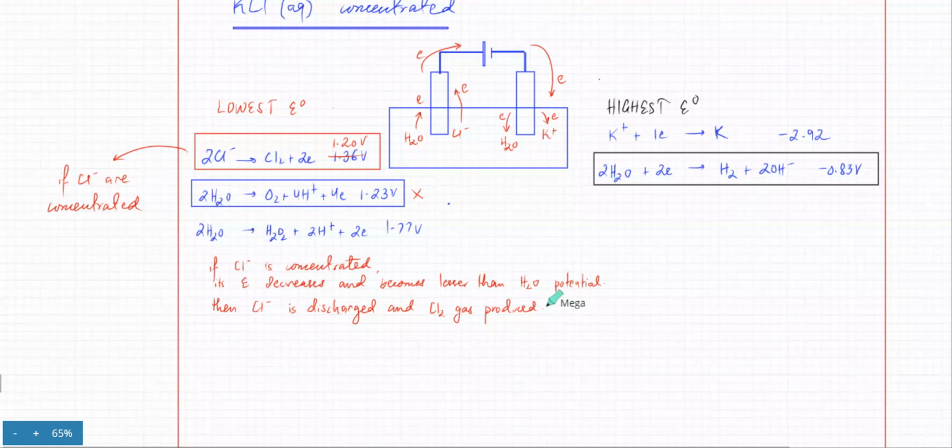We'll continue with this in the next class. Okay? We've done electrolysis. We'll do past papers on it. Okay?